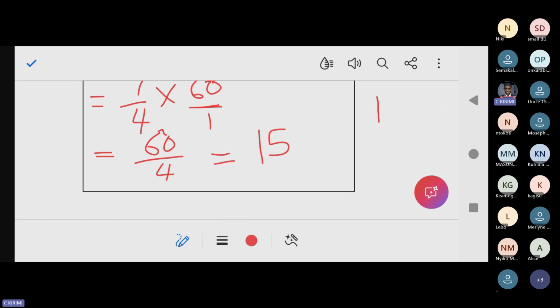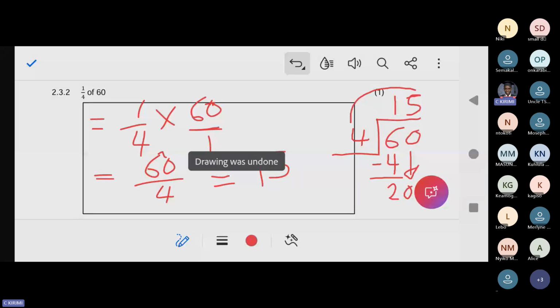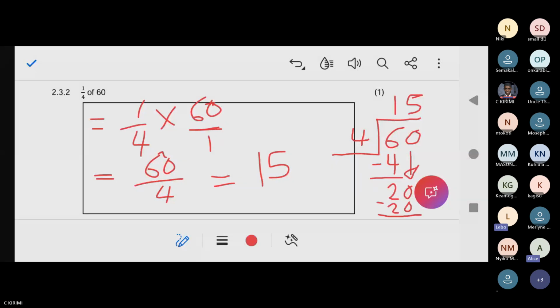Or if you want, you are also allowed to use long division, where you are dividing 60 by 4. Then you say 4 goes into 6, how many times? It's 1. What is 1 times 4? That's 4. Then you subtract. 6 minus 4, that's 2. You bring down the 0. Then you say 4 goes into 20 how many times? 5 times. 5 times 4 is 20. Then you subtract. Remainder is just 0.